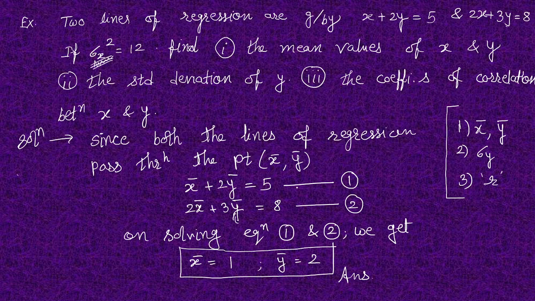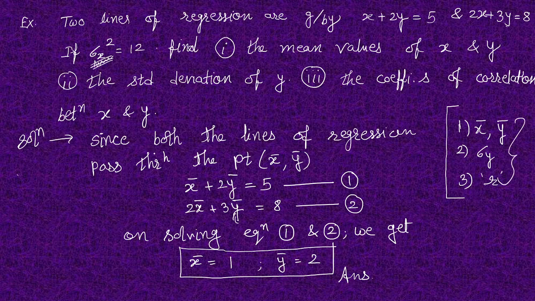Now, second type of example is two lines of regressions are given, these two equations, and sigma x square value is given. Then we have to find out mean value of x and y, that means x bar and y bar. Then standard deviation of y, that means sigma y value. And then the coefficient of correlation between x and y, that means r value. We have to find out these three values.